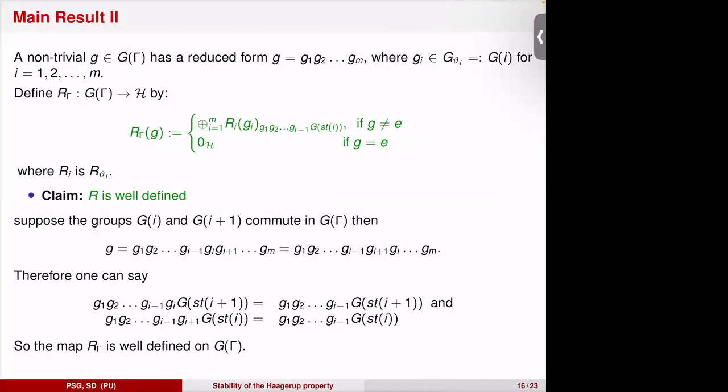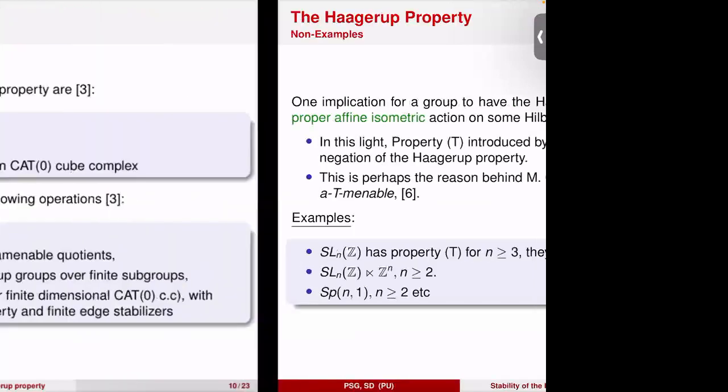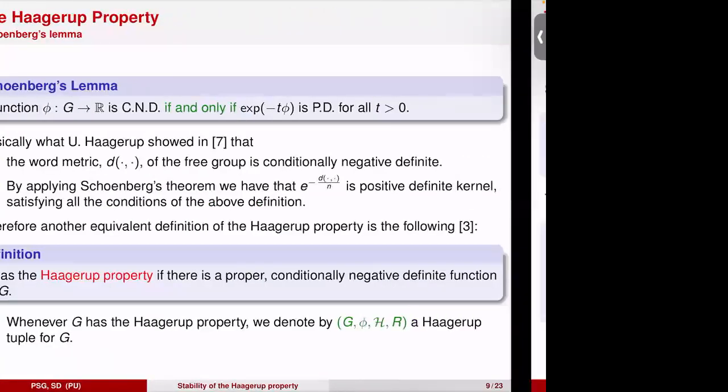So now we want to define a function on the graph product such that it is conditionally negative definite. Remember that when I say a function is conditionally negative definite, remember the equivalent criterion, that it can be written as some norm square of R_g minus R_h. Just let me go back here. Yeah, right, so this is the formula. So my target is to form this right-hand side equation.